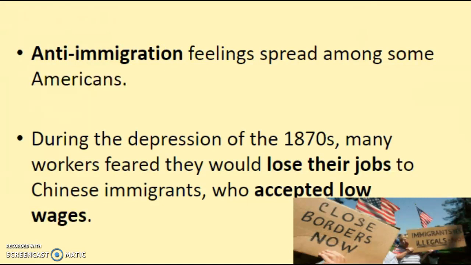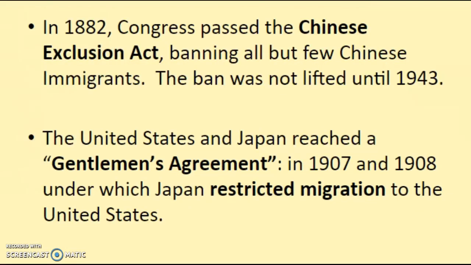During the Depression of the 1870s, many workers feared they would lose their jobs to Chinese immigrants who accepted much lower wages. In 1882, Congress passed the Chinese Exclusion Act, banning all but a few Chinese immigrants. The ban was not lifted until 1943. The United States and Japan reached a gentleman's agreement in 1907 and 1908, under which Japan restricted migration to the United States. So the Chinese Exclusion Act actually banned entries to all Chinese, except students, teachers, tourists, and government officials.